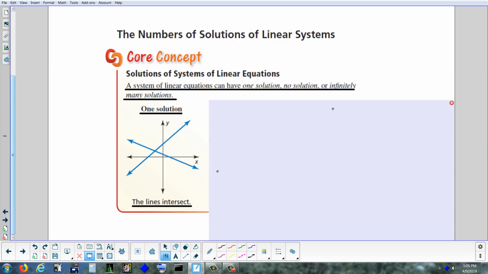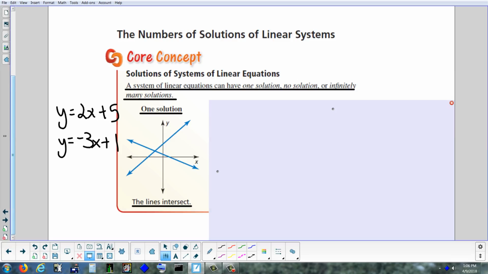Again, what letter is going to be with the slope? X, right? So it might give you something like this: y equals 2x plus 5, y equals negative 3x plus 1. The number with x, like you guys just told me, is the slope. They're different. The y-intercepts are different. So different y-intercept, different slope, you can have one solution only.